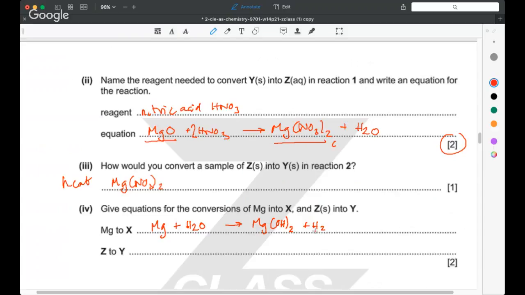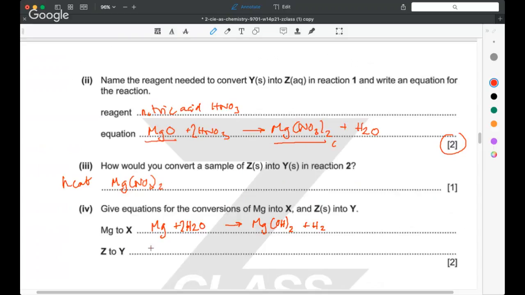And one of the things that the examiner pulled out again and again for many students was that a lot of students were giving these equations and then rushing on to the next one and failing to balance these equations. So make sure you don't miss putting in the stoichiometric coefficients and balancing the equations.